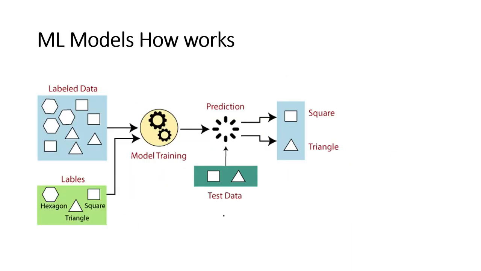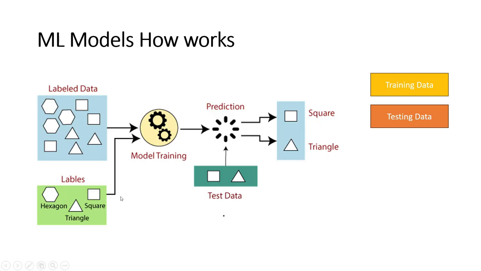How machine learning models work is very simple. We have two types of datasets. One is called the training data, and on the training data our machine learning model learns and identifies the hidden patterns and relationships between X and Y. We then test the model's performance on the testing data.